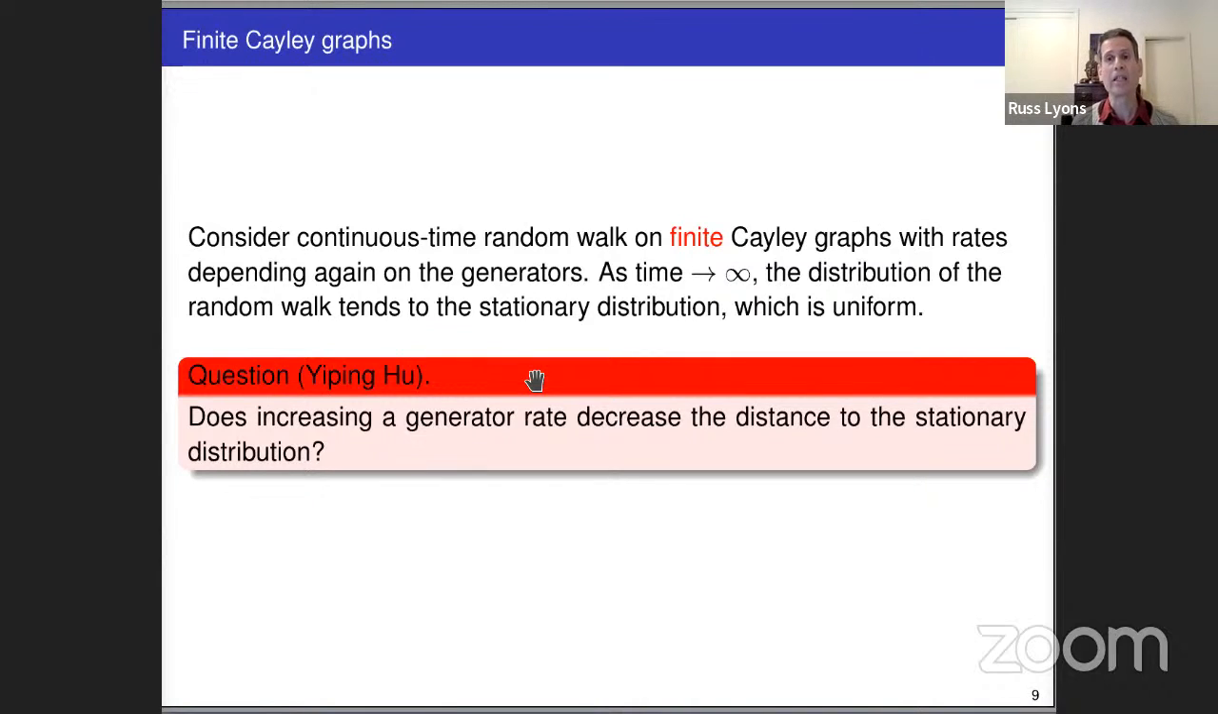In this finite case, does increasing a generator rate decrease the distance to the stationary distribution at any fixed time? Okay, fixed time, not at asymptotic. That seems plausible that it would, right?